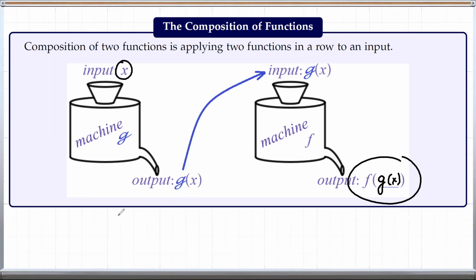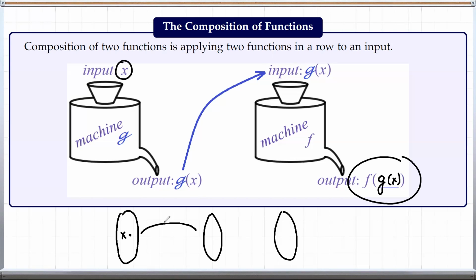If we want to look at it in terms of arrow diagram, we have one set here that contains the initial input x, another set here, and another set here. So function g will take this x to g of x, some number g of x, and then we can apply function f to this g of x. So that will give us f of g of x. So this overall from x to f of g of x is the composition. So basically it's just applying two functions in a row.